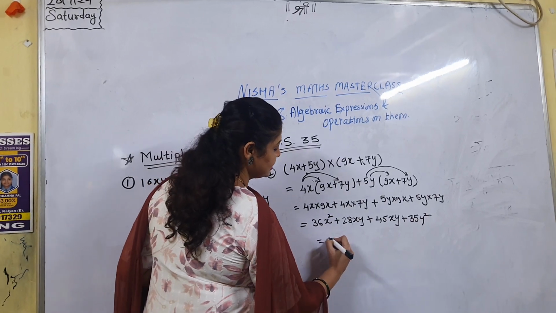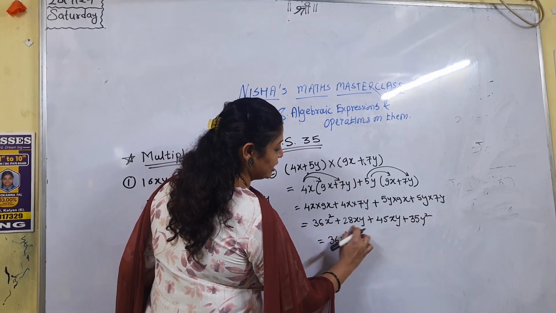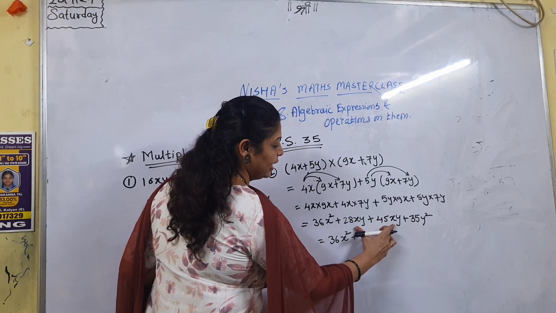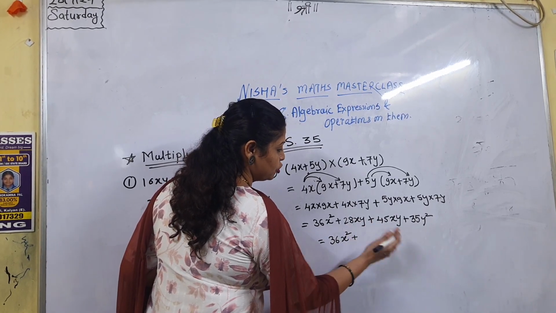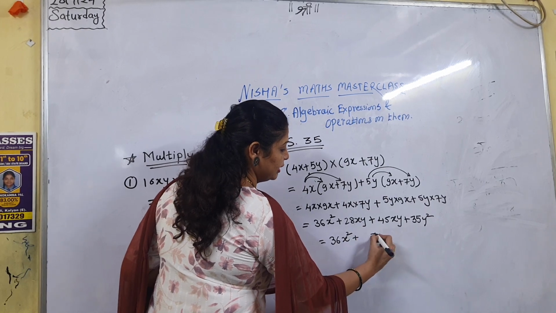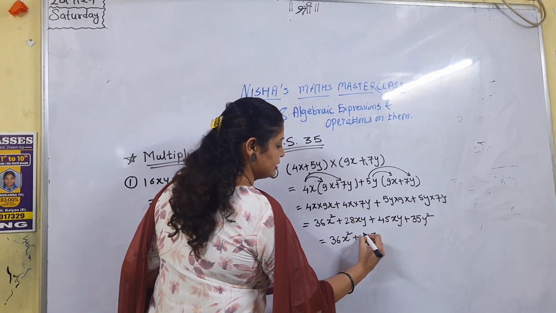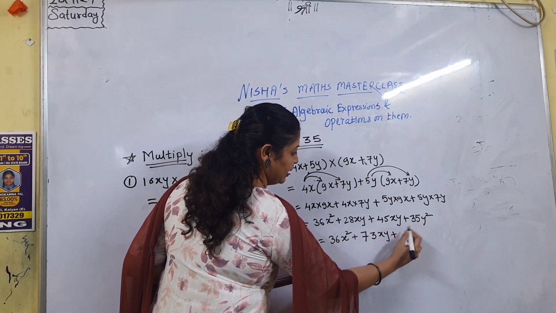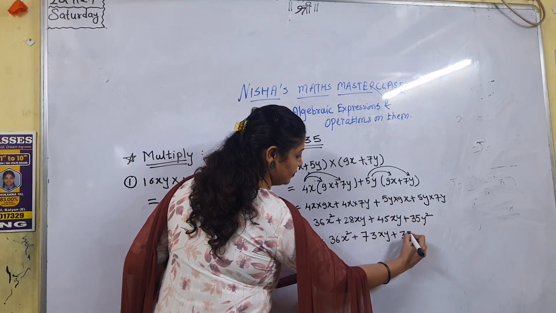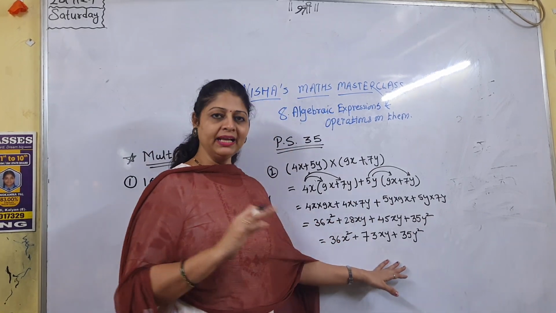Now see, 36 x square write down as it is. Now 28 xy and 45 xy, like term is there, so addition. Okay, see positive signs are there, so make the addition. 8 plus 5 is 13, carry over 1. 4 plus 2 is 6, 6 plus 1 is 7, and xy we have to write down as it is, plus 35 y square. Okay, simple and easy, children.